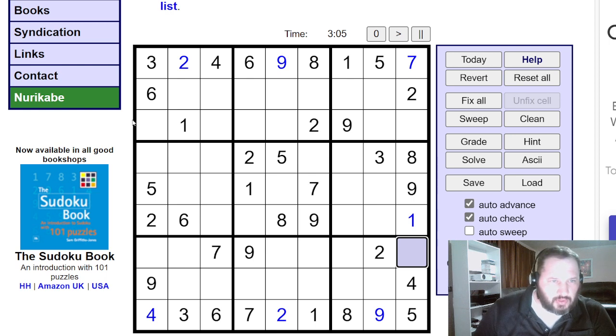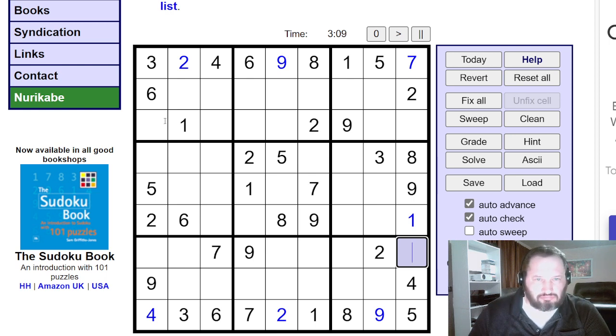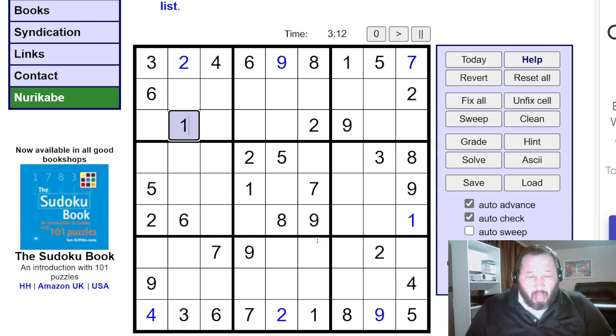Did I look at it? What were the 3 numbers over here that we're missing? A 1, a 7, and an 8. So a 1 can't go here. 7 can't go here, and 8 can't go here. So that's split up. That's okay.